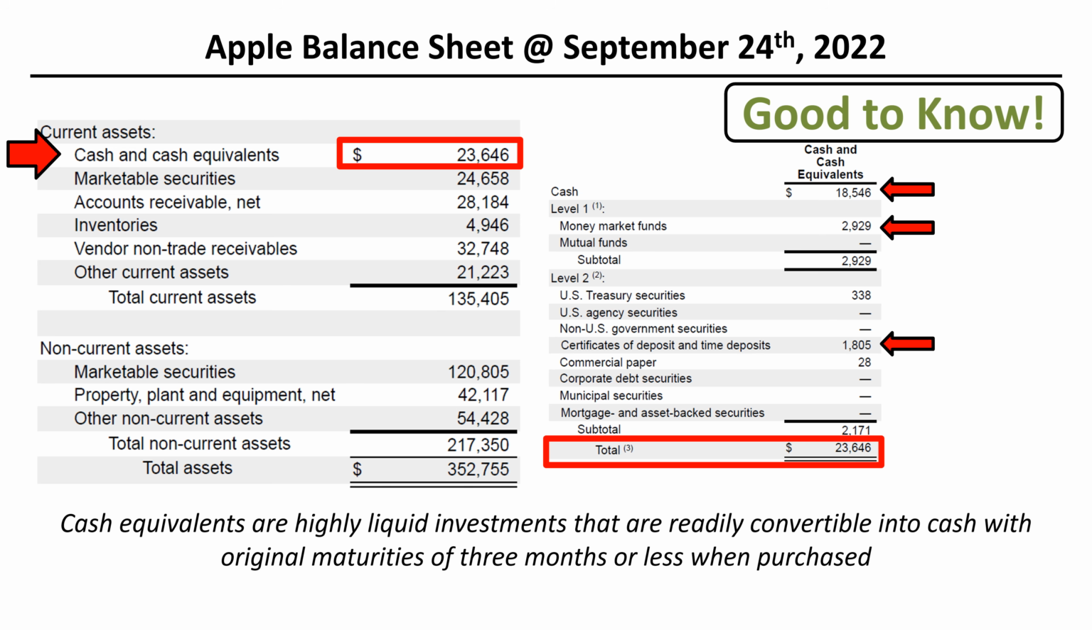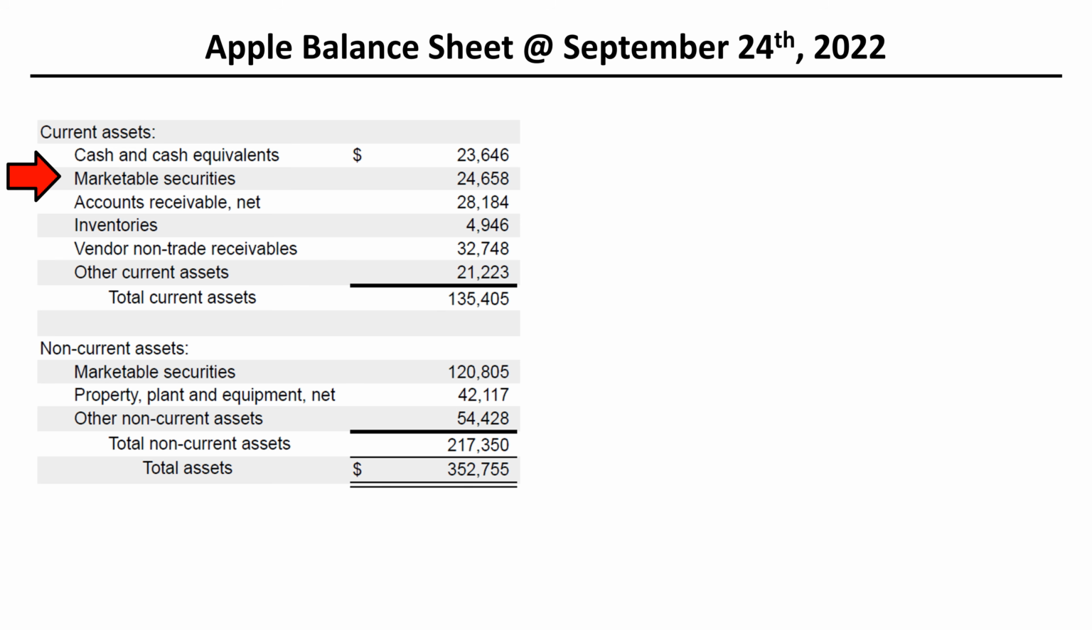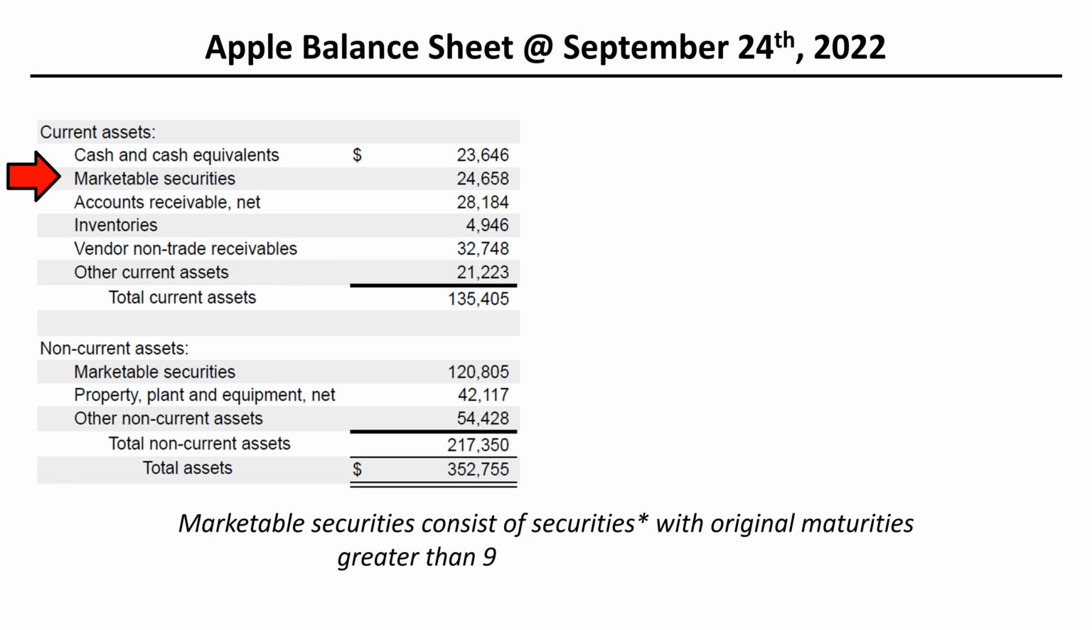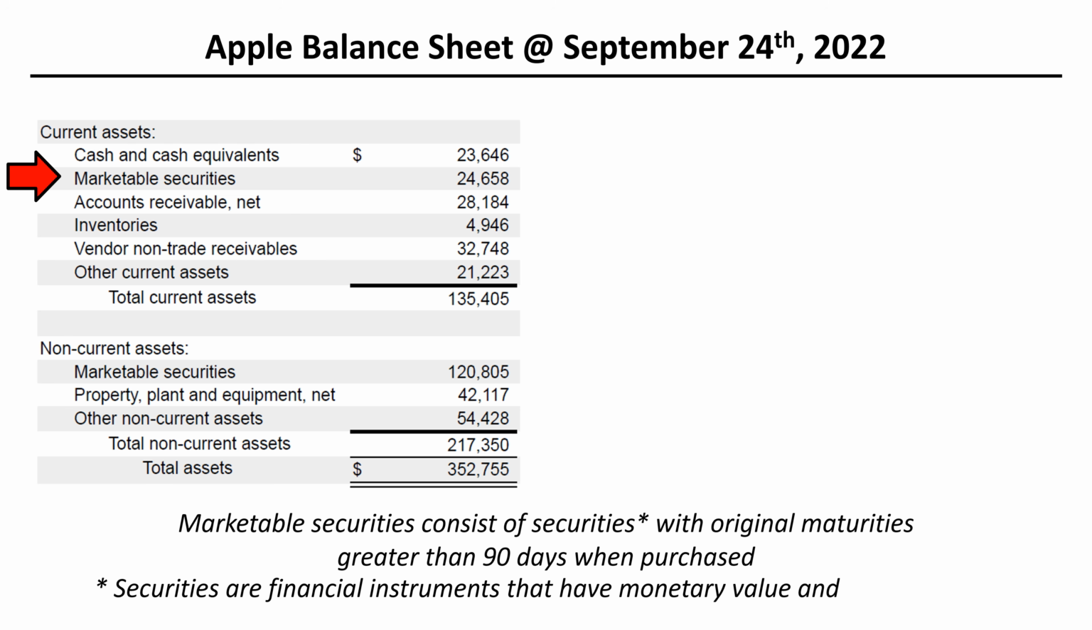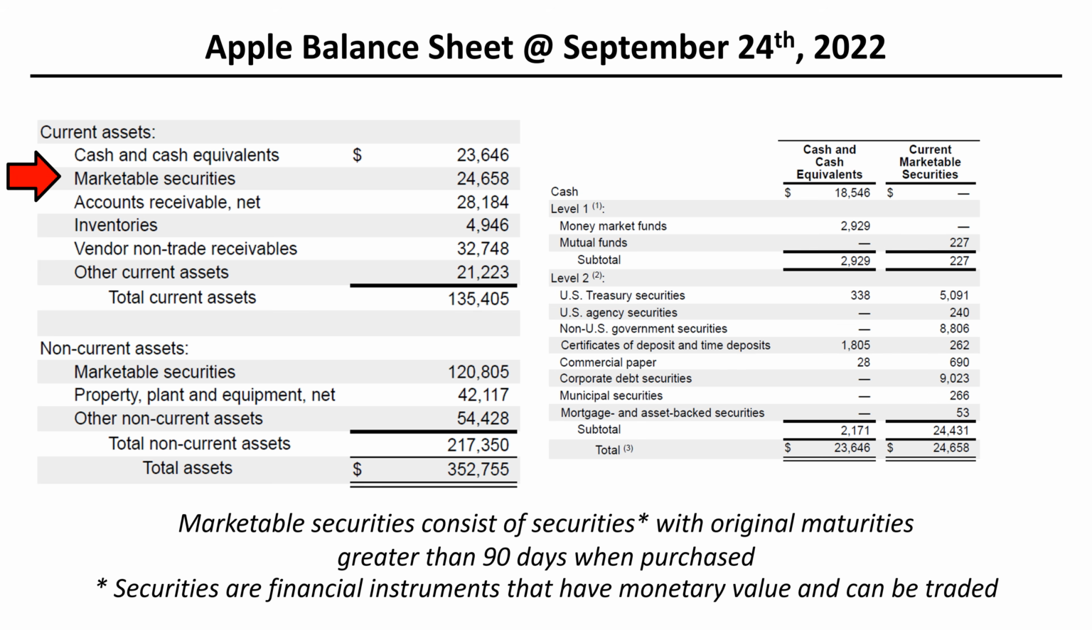Here's a line item closely related to cash and cash equivalents. Marketable securities of $24.7 billion. What are marketable securities? Marketable securities consist of securities with original maturities greater than 90 days when purchased. So cash equivalents are 3 months or less, and marketable securities greater than 90 days. Securities, in turn, are financial instruments that have monetary value and can be traded. If you review the detailed list, you find out that Apple has mostly invested in corporate debt securities of other companies, non-US government securities, and US Treasury securities.